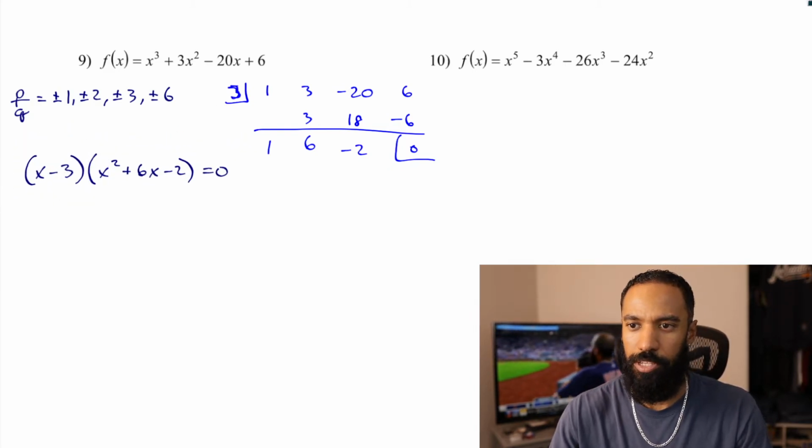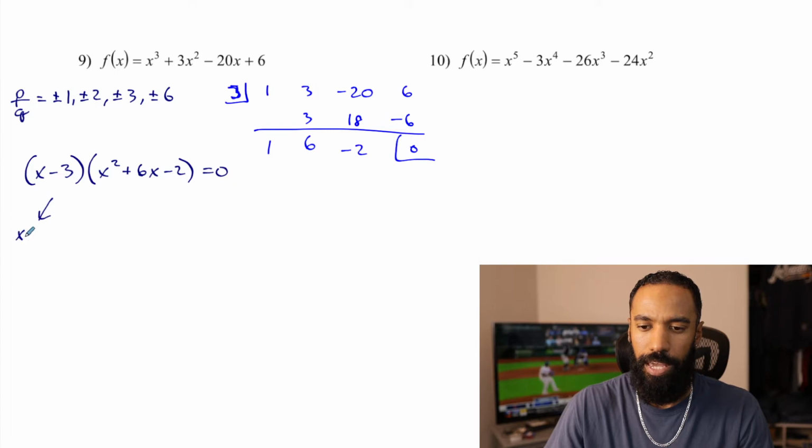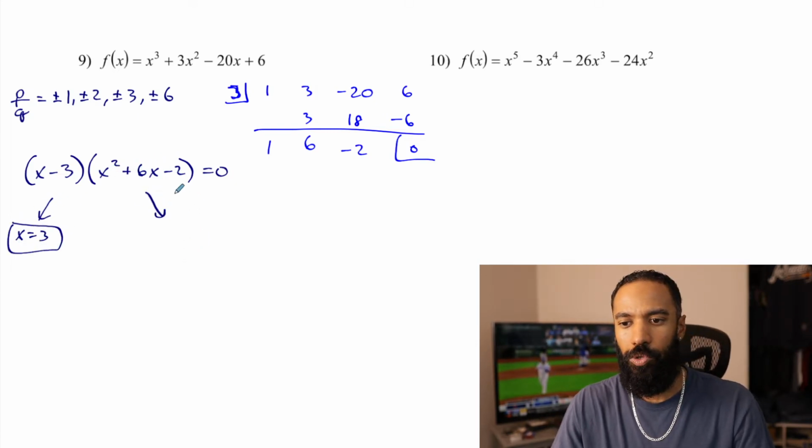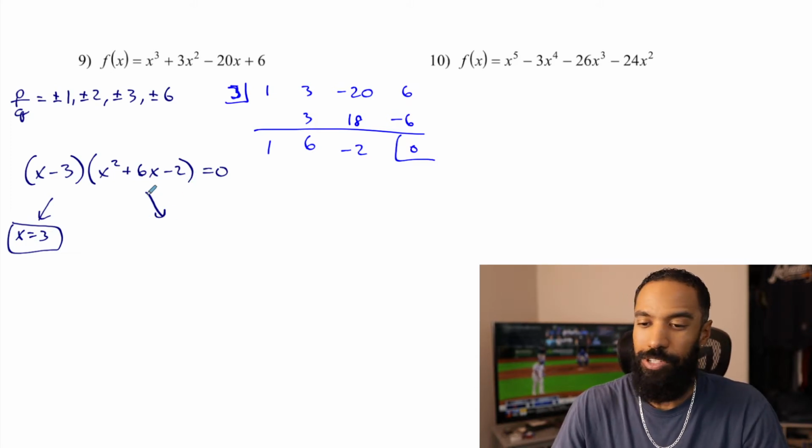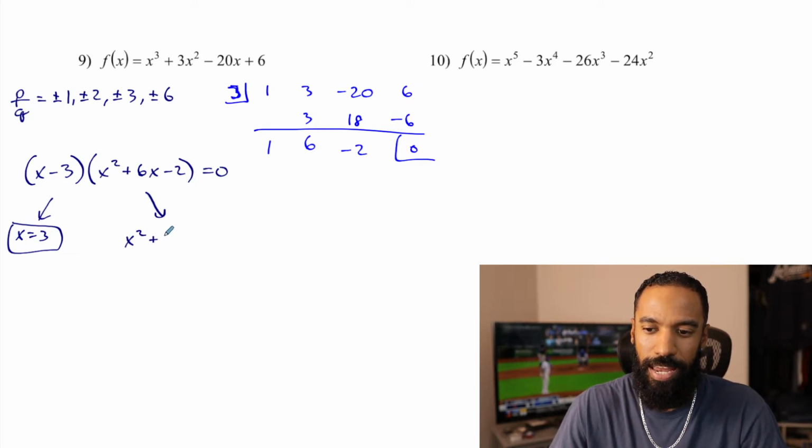Looks like 3 is going to be a solution, right? X equals 3, one of our solutions. And let's take a look at this one right here. If x squared plus 6x minus 2 equals 0, I can use completing the square this time, and I intend to do that as one of my ways.